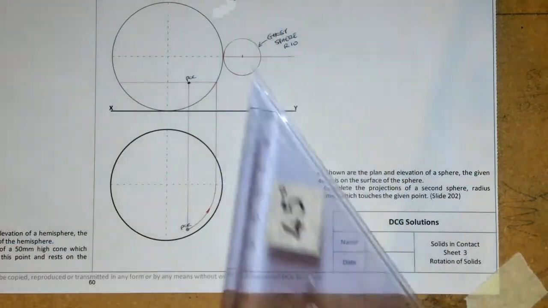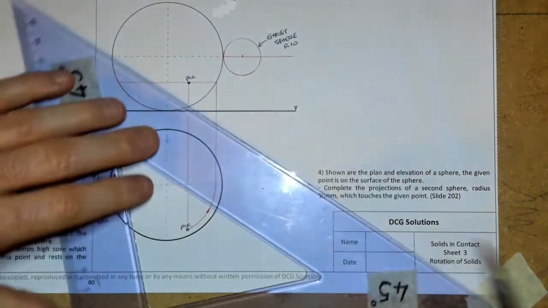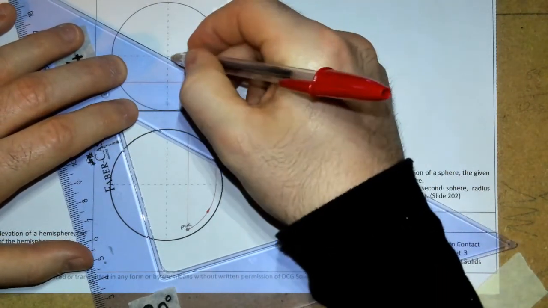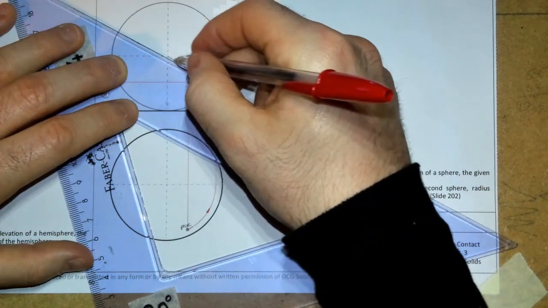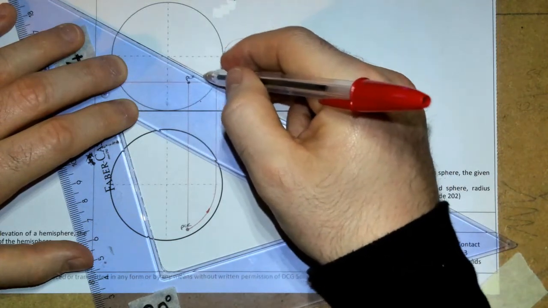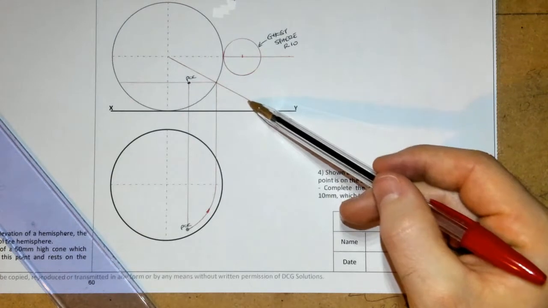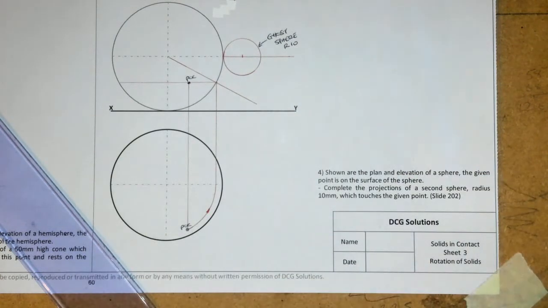So what I'm going to do is, two spheres, when they touch each other, you join the centers, that will give you the point of contact. So I'm going to extend out from the center of the larger sphere through the fake point of contact, and somewhere out along there is going to be my center.